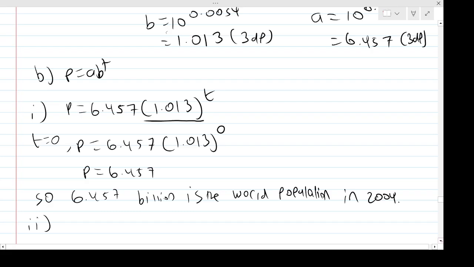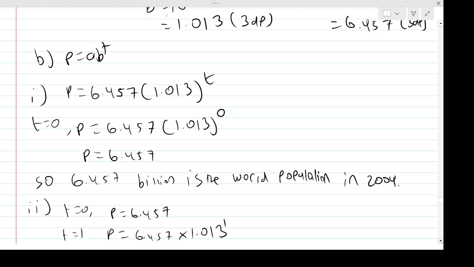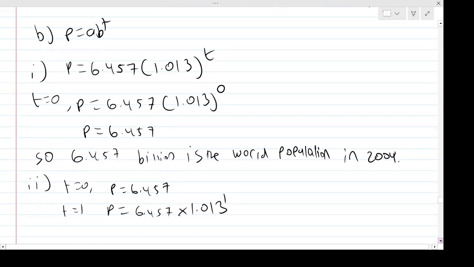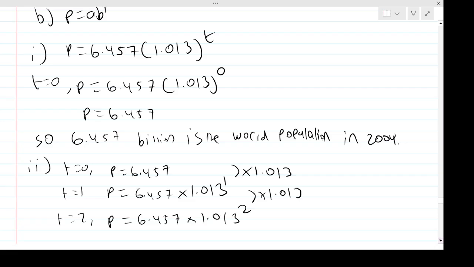So again, B, likewise with the last question, it's to do with multipliers, right? So again, to illustrate, we know that when T is 0, P was 6.457. Then after 1 year, T is 1, P is 6.457 times 1.013 to the 1. And when T is 2, another year after, it's 6.457 times 1.013 squared. So you can see again, we're effectively multiplying each year by another 1.013. And so it's again a multiplier.